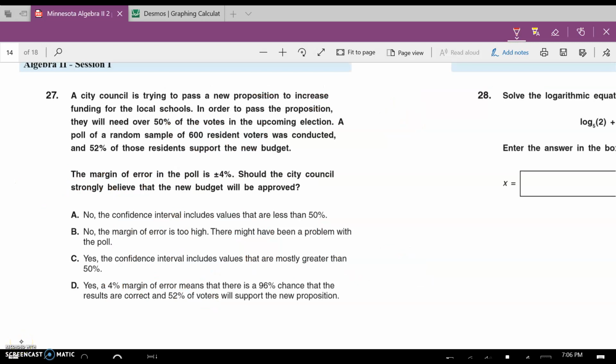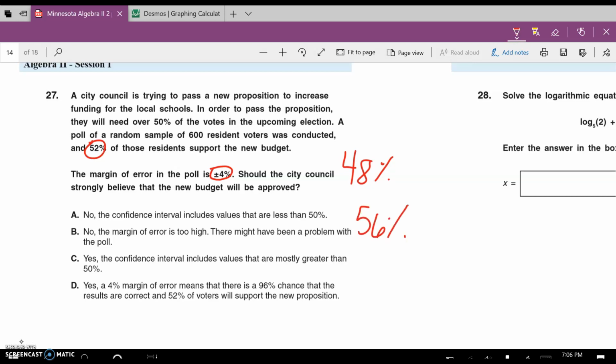Alright, 27 basically says in order to pass something, they need over 50% of the votes, and a random poll of 600 voters found that 52% of the voters supported it. And then the margin of error in the poll is plus or minus 4%. Should they believe that it will be approved? Okay? And since it's plus or minus 4%, since it's 52, if it goes down 4%, that would be 48%. If it goes up 4%, that would be 56%.